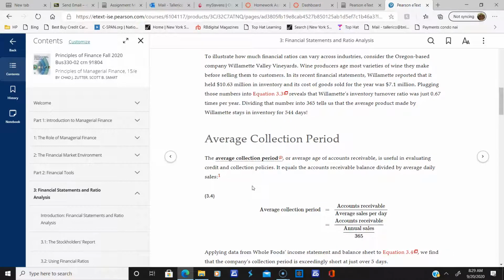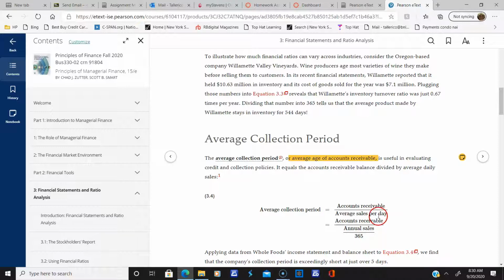Okay, so the next ratio is the average collection period. And the average collection period, or average age of accounts receivable, and we'll highlight that with this color, is useful in evaluating credit and collection policies. It equals the accounts receivable balance divided by average daily sales. Okay, so accounts receivable comes off of the balance sheet, right? You should know that, right? And average sales per day is the sales on the income statement divided by 365.